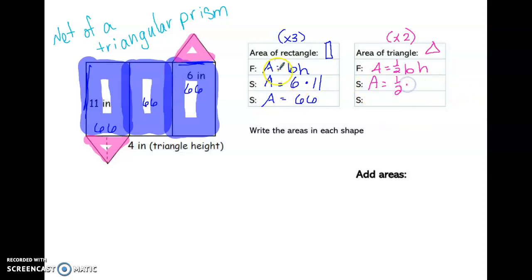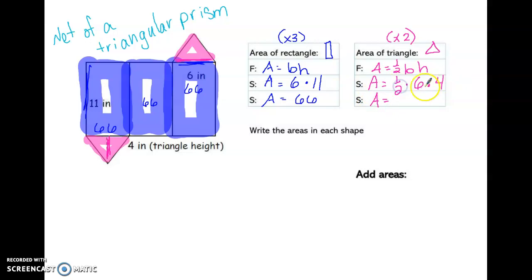Substituting our numbers for our letters, our two measurements here. This says the triangle height right here is 4. And the base of the triangle is going to be the same as the side of this rectangle. So our two measurements here are 6 and 4. So 6 times 4 is 24, and half of that is 12.